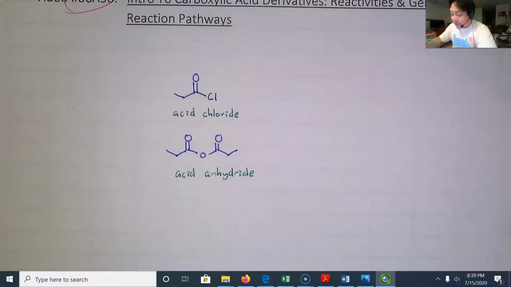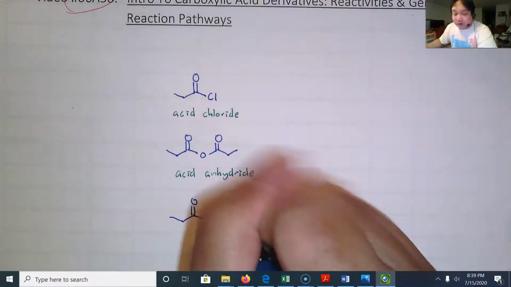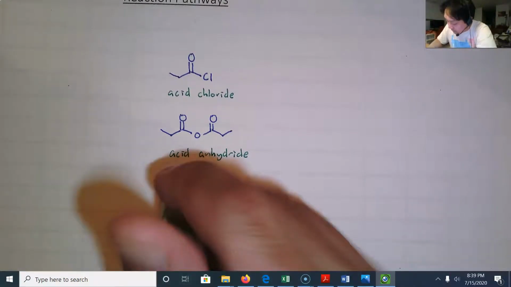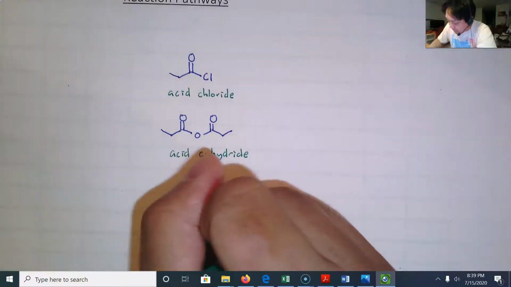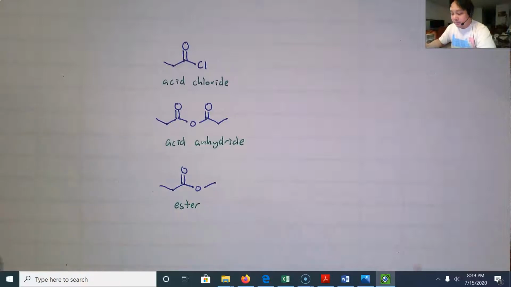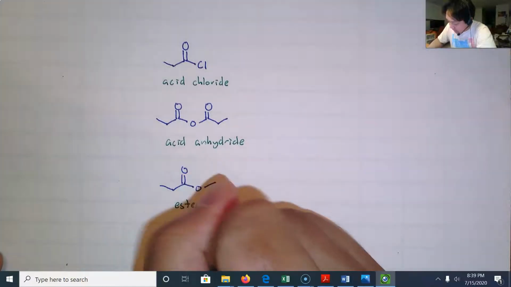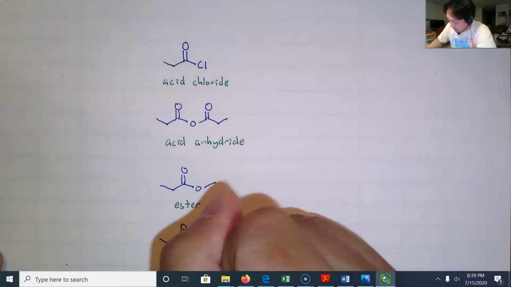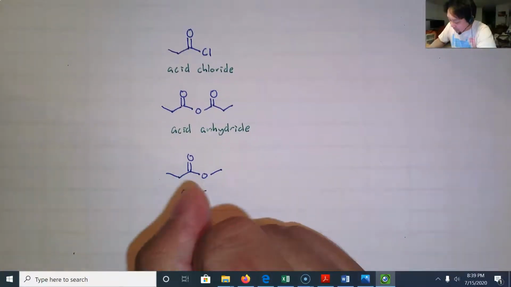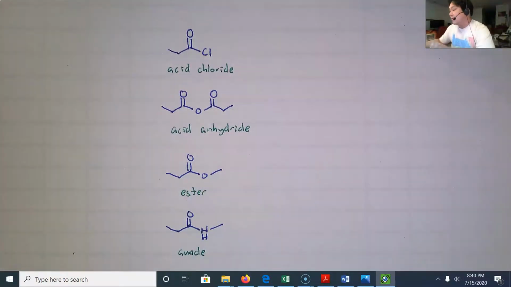After that, we have an ester. And we've seen esters before because remember we did Fischer esterification in the carboxylic acid unit. So this is an ester. And then the last derivative is an amide. And let me give us a methylamide. Good, I'm able to get it all onto the screen. A-M-I-D-E.